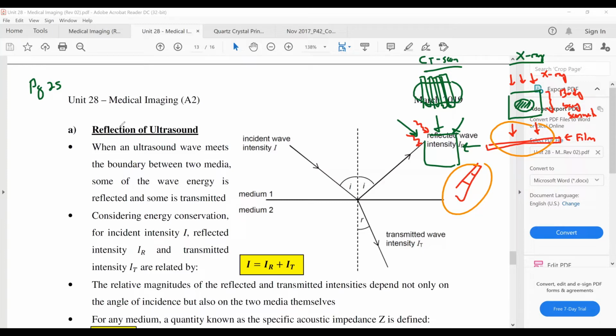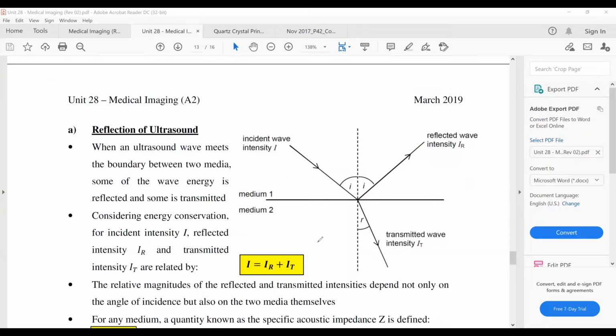Instead, what we rely on is the reflection of the ultrasound as it passes through the body. We make use of the reflection of the ultrasound to produce an image of the structure. Okay, we don't rely on it having passed through the medium and then making use of the ultrasound that actually is remaining after passing through the medium before we produce an image. We make use of the reflection as it passes through. Okay, so what we mean by that, I'll just explain here.